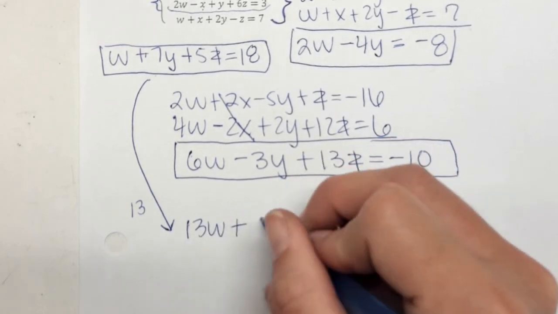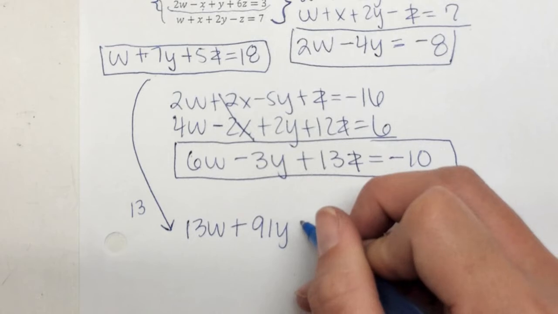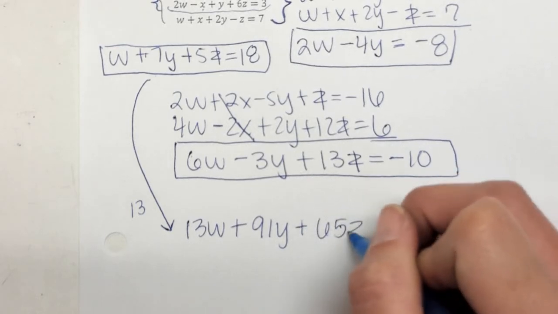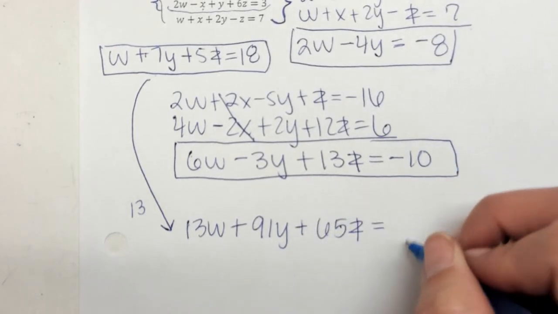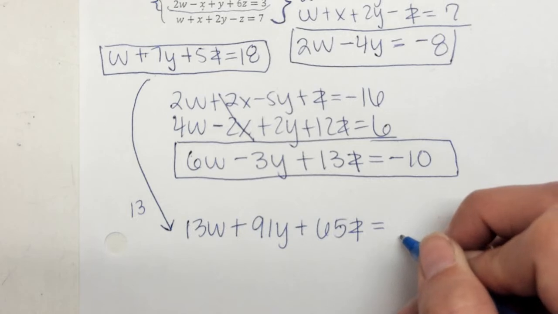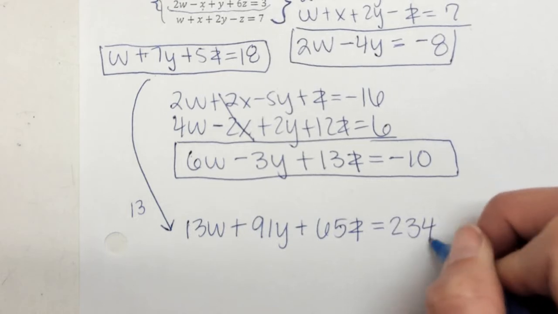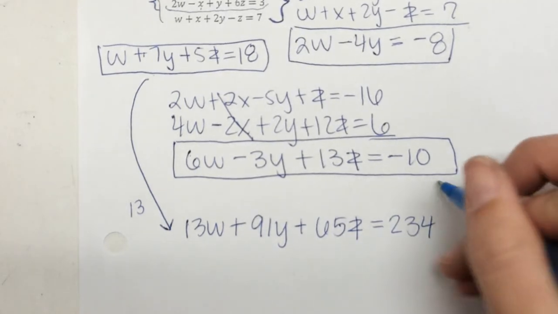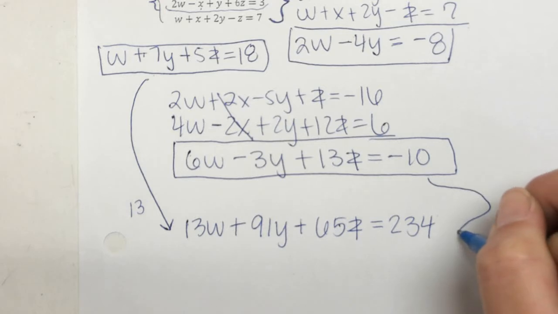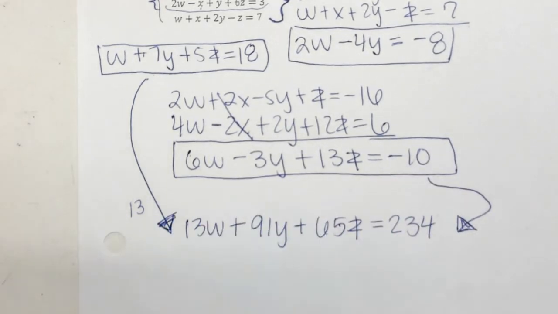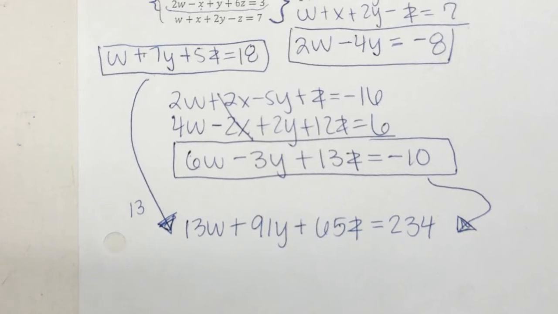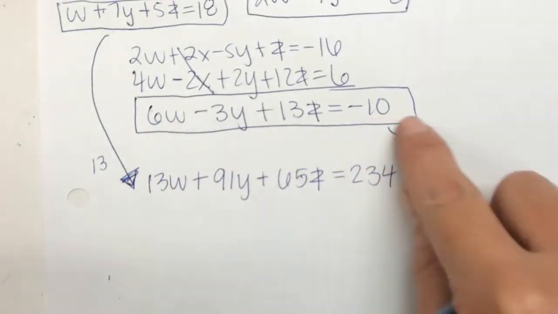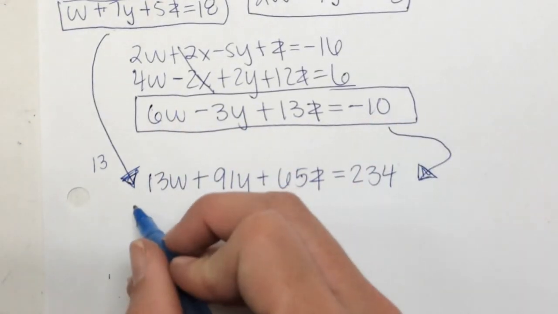Next one will be 91y and 65z equals 234. Alright. Then we need to multiply this one by what? 5? Or negative 5? Negative 5. Alright, Bryant, tell me everything in here multiplied by negative 5.